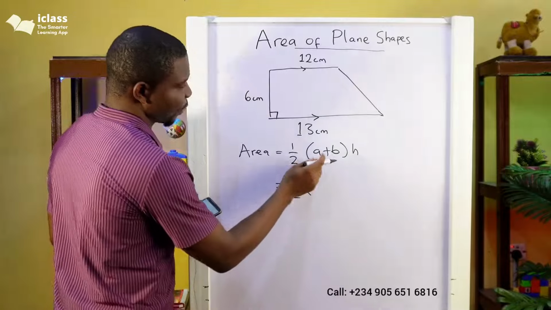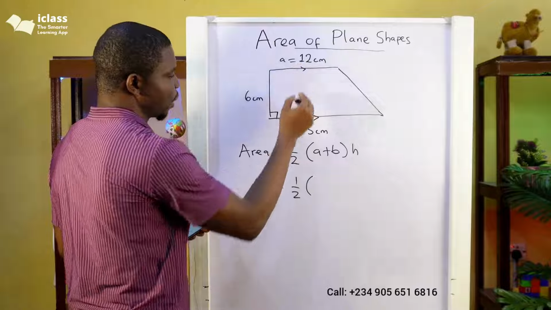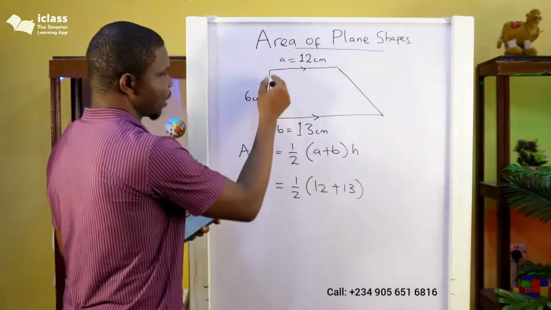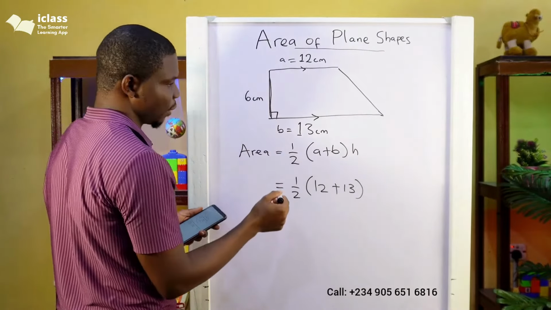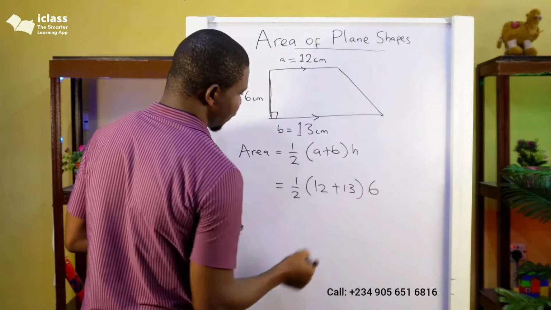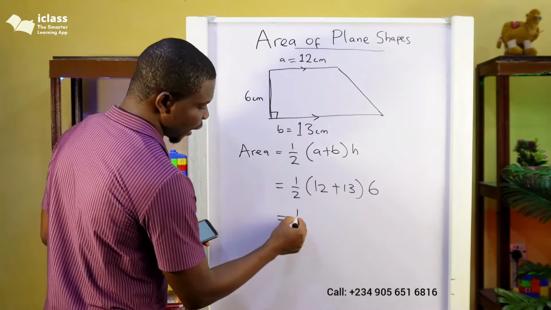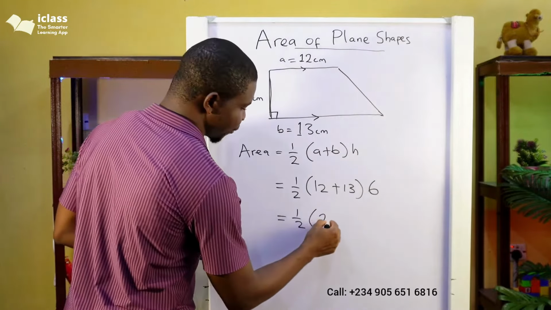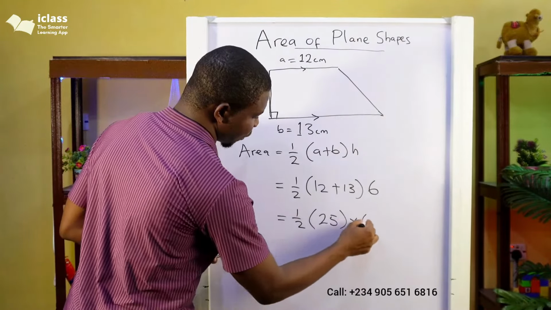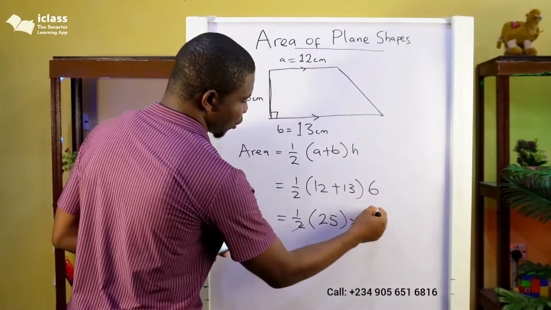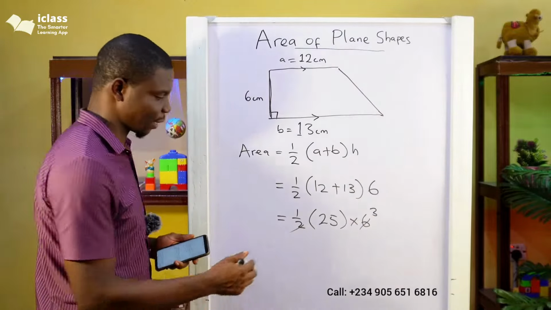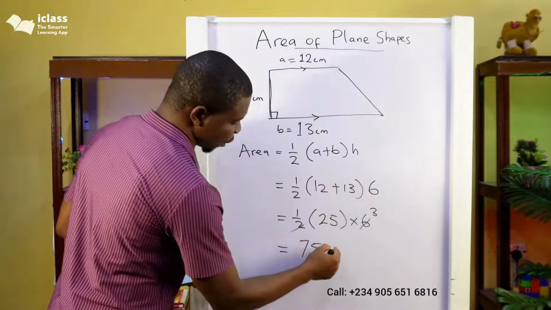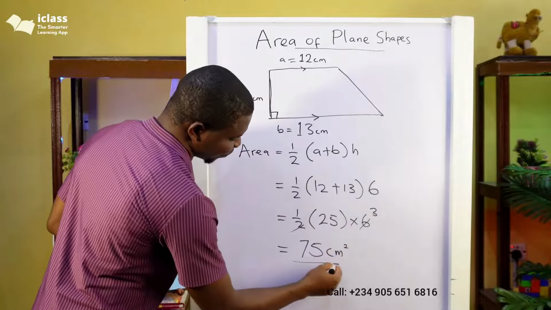So we have half. We take this to be A, and then this to be B. 12 plus 13. The height, that is the vertical distance between the two parallel sides, that is 6, right? So this is going to be half times 12 plus 13 is what? 25. Then times 6. 2, we go into 6, that will be 3. 3 times 25 is 75. So remember our sign. These are in centimeters, so the area will be in centimeters squared.